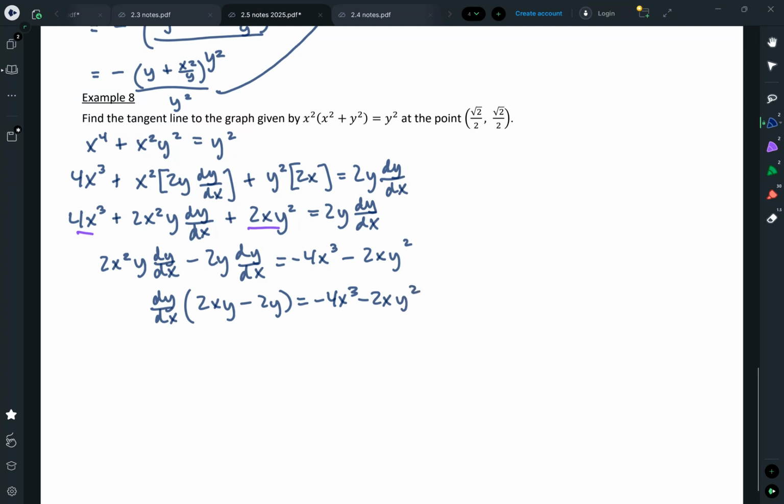Okay, then I want to go ahead and divide on both sides. So my dy/dx is going to equal, and let's go ahead and write down our fraction, negative 4x cubed minus 2xy squared all over 2xy minus 2y.